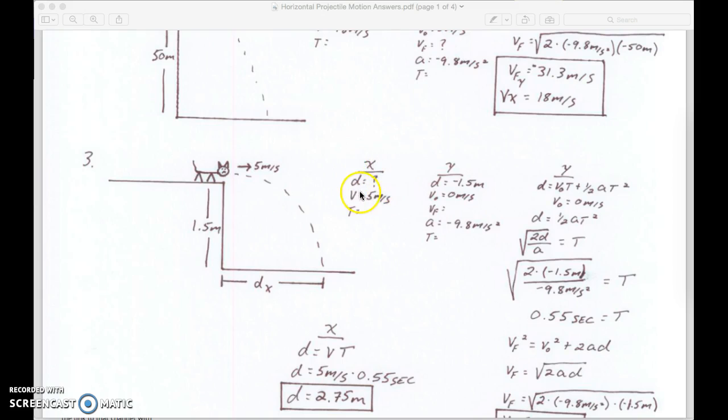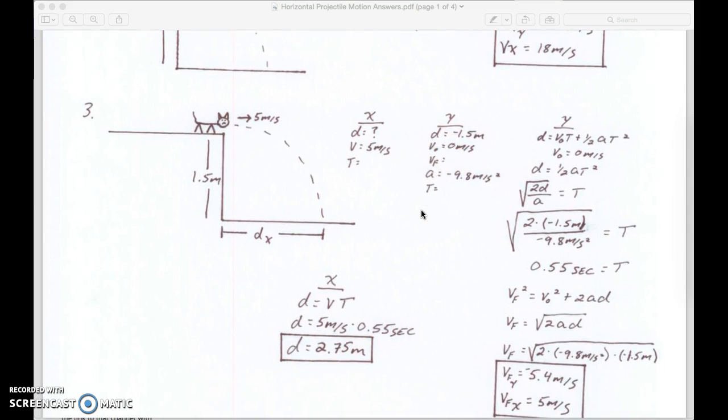So I'm looking for the displacement in the x, and I'm also looking for the velocity in the x direction and the velocity in the y direction when the cat hits. So first things first, we'll take a look at the displacement in the x direction. Now we only have one equation for displacement in the x direction when it's constant velocity, and that's d equals v times t. The problem is I don't have the t yet. That was not given in the problem. So I'm actually going to go to the y direction to solve for time, because I know the vertical displacement, it's downward, negative 1.5 meters, initial velocity 0, acceleration negative 9.8 meters per second squared. With 3 things, I can solve for time.